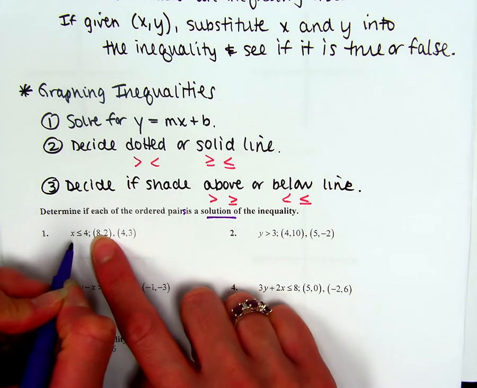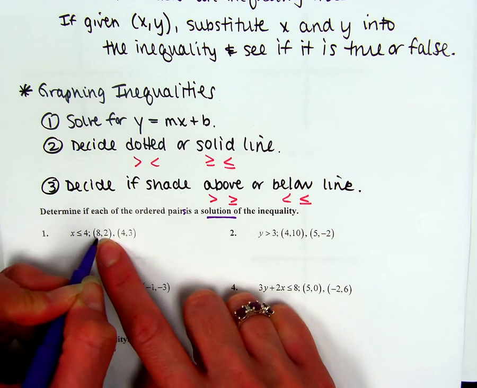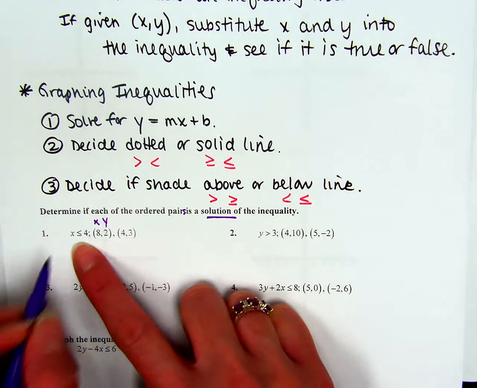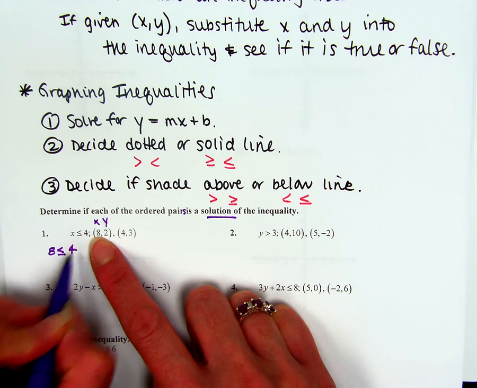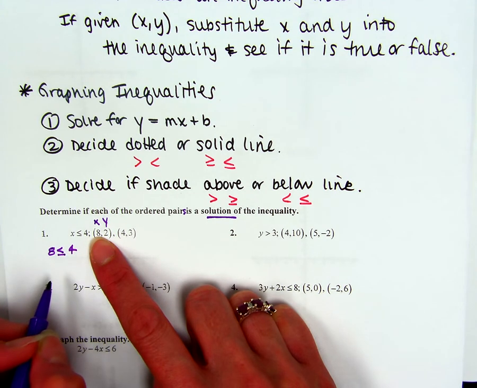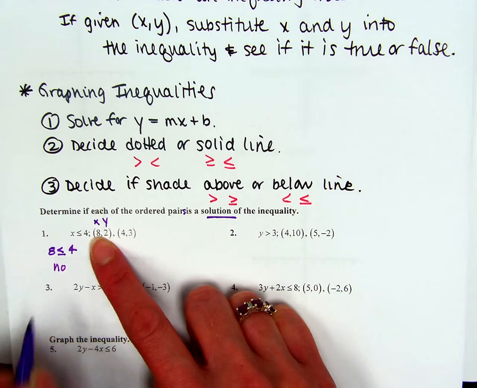So here's my inequality. x is less than or equal to 4. I just need to put in my x and y, but notice that there is only an x, so I'm going to put x is 8. So 8 is less than or equal to 4. Is that true? No. So then this one is not a solution.